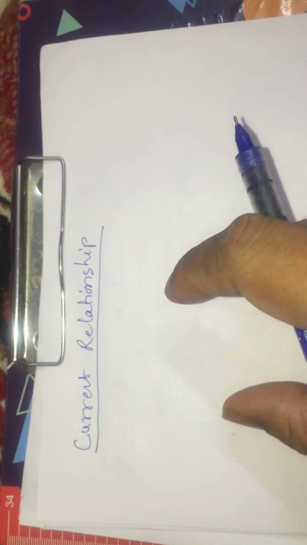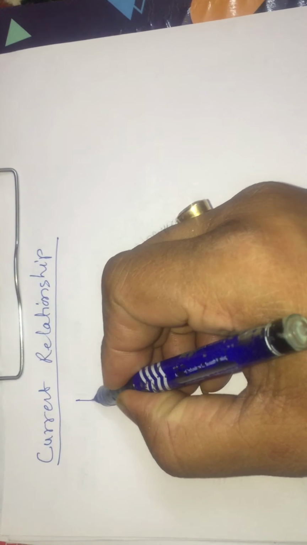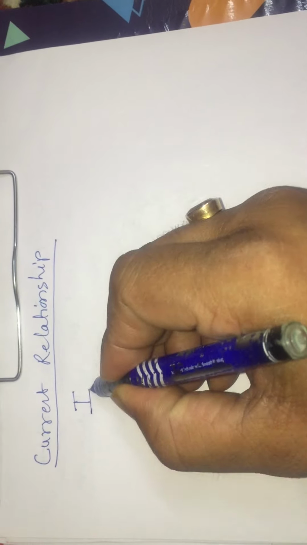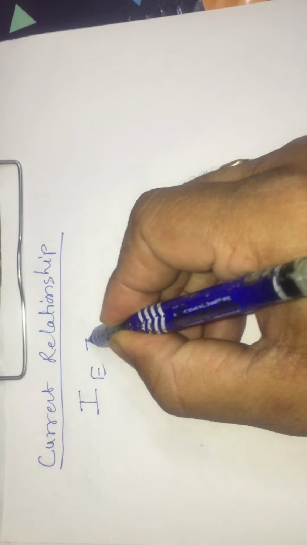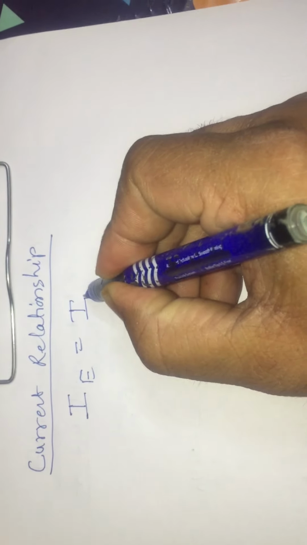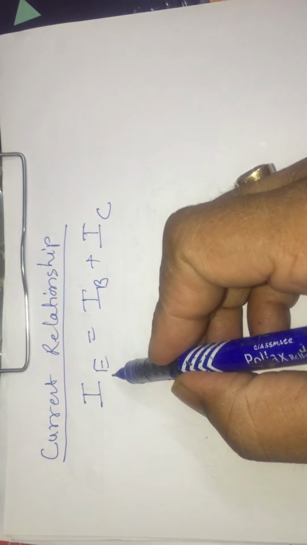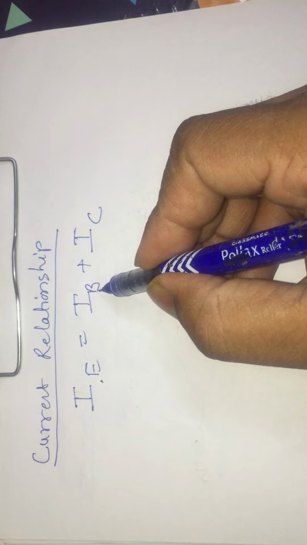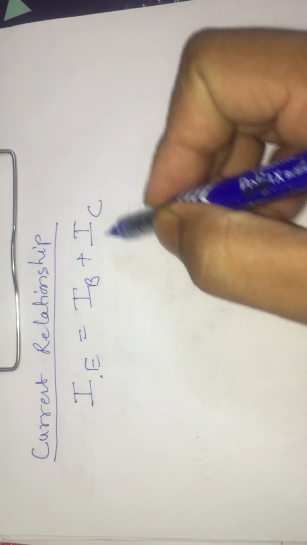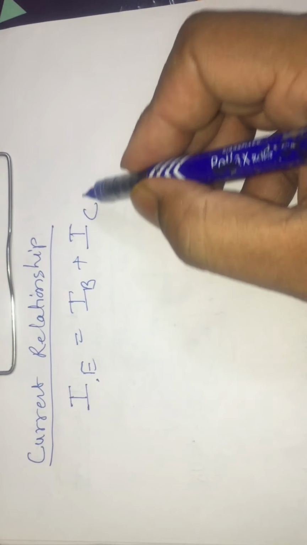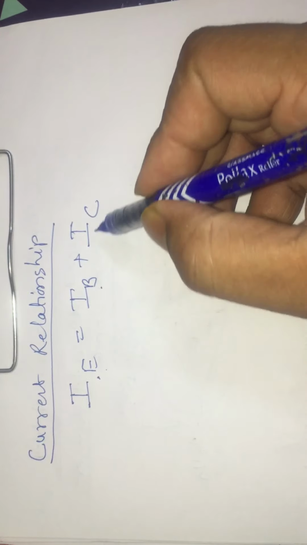In this class we discuss the different current relationships and the leakage currents. So what is current in a transistor? IE equals IB plus IC. As we discussed earlier in the first class, the total current is IE, some part goes to the base, that is IB, and the left part goes to the output, that is IC. So IE is equal to IB plus IC.